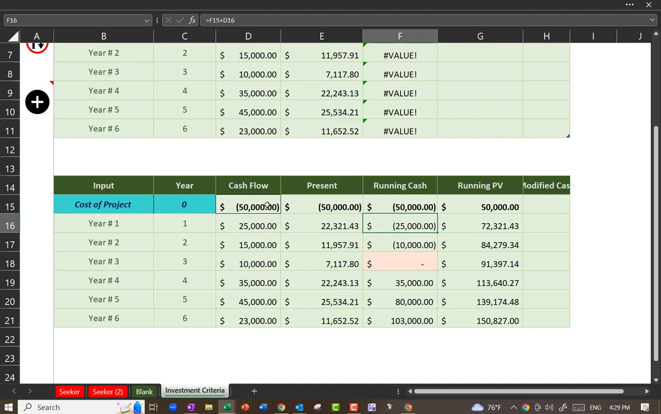And I'm going to apply the same thing for running PV. Running PV is basically running cash flow for the present values. We're going to use that to calculate something called discounted payback period. It's basically payback period in terms of present values. In a sense, on an interest rate adjusted basis, how long does it take for this project to pay for itself? You can think of it that way. So I'm going to apply the same formula to these.